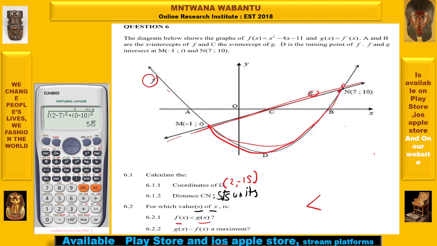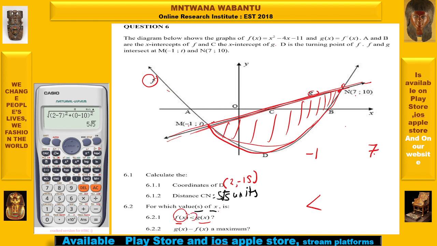But now let's go to exactly what they say: f of x is below g of x. So at this point here, f of x is below g of x. They want the values of x at those points. So x goes from negative 1 all the way to 7.